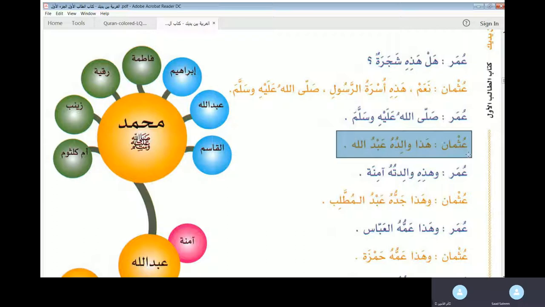Uthman: This is his father, Abdullah. Umar: And this is his mother, Aminah. And this is his mother, Aminah.